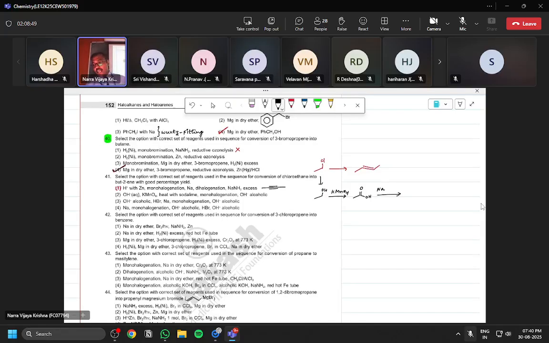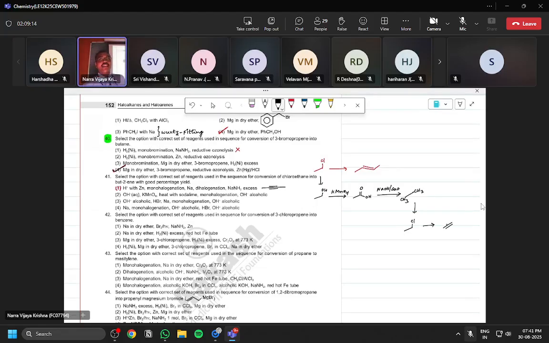NaOH in presence of CaO. What happened? Decarboxylation means CO2 is gone. If CO2 is gone, what will you get? Ethane. Then after soda lime, monohalogenation. Monohalogenation means it will convert into chloroethane only.